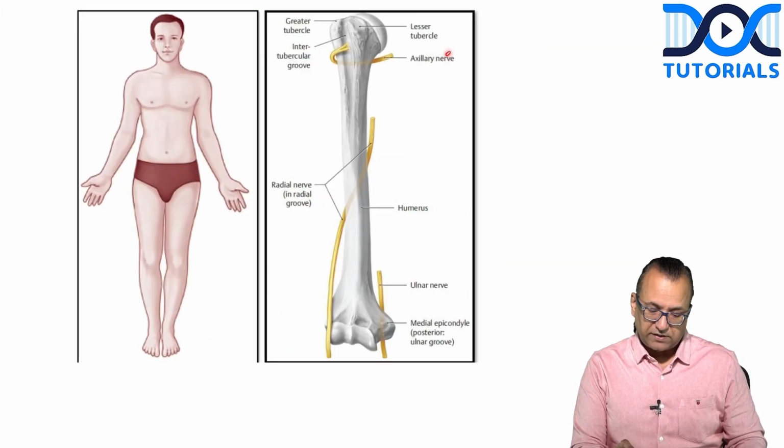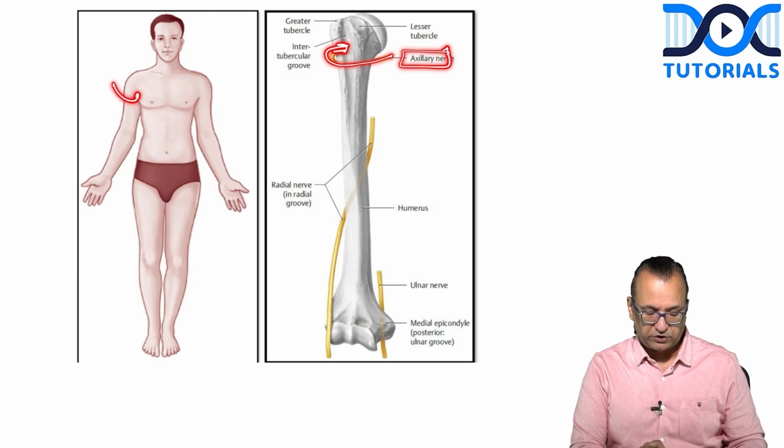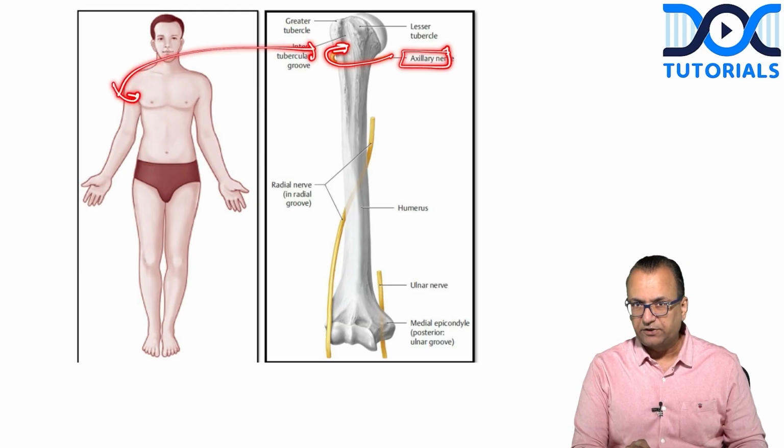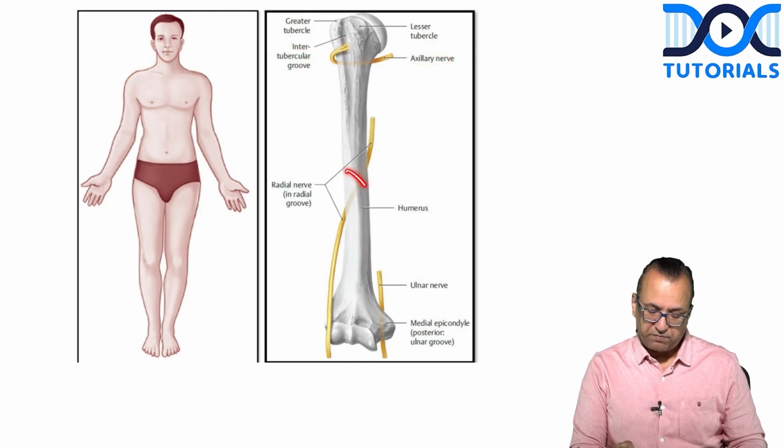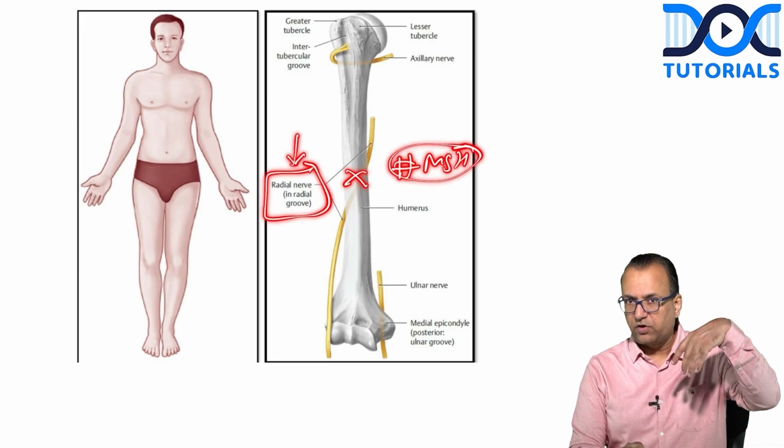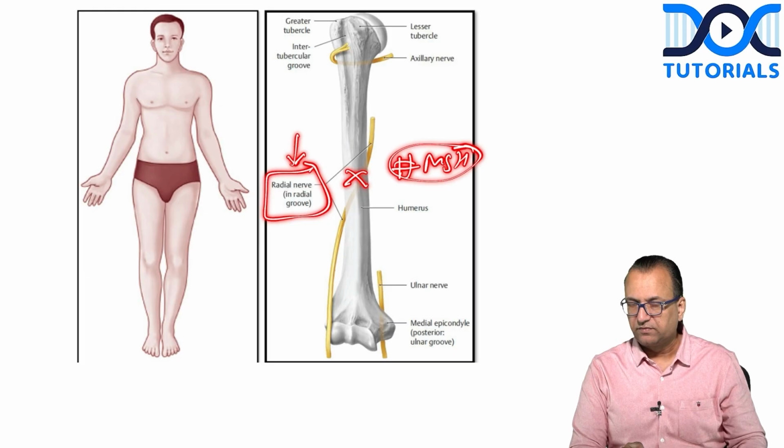You should know that the axillary nerve is in relation to the surgical neck of the humerus, so it can be damaged if there is a fracture of the surgical neck of humerus. If there is a fracture of the mid-shaft humerus, then the nerve damaged is the radial nerve in the radial groove, and there will be wrist drop, loss of wrist dorsiflexion, with other clinical features.